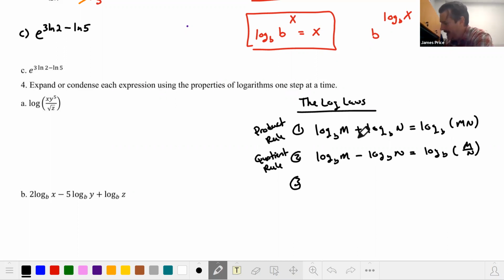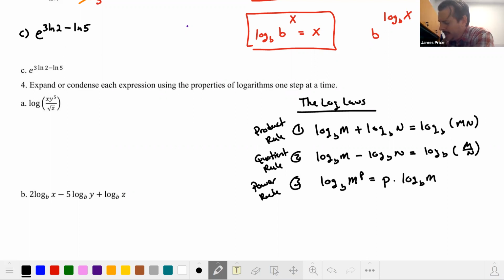Let me get rid of those lines. And then the last log law is a power rule, which basically says if you have log base b of m to a power, that power that's in the exponent there can come down in front. So it's p times log base b of m.